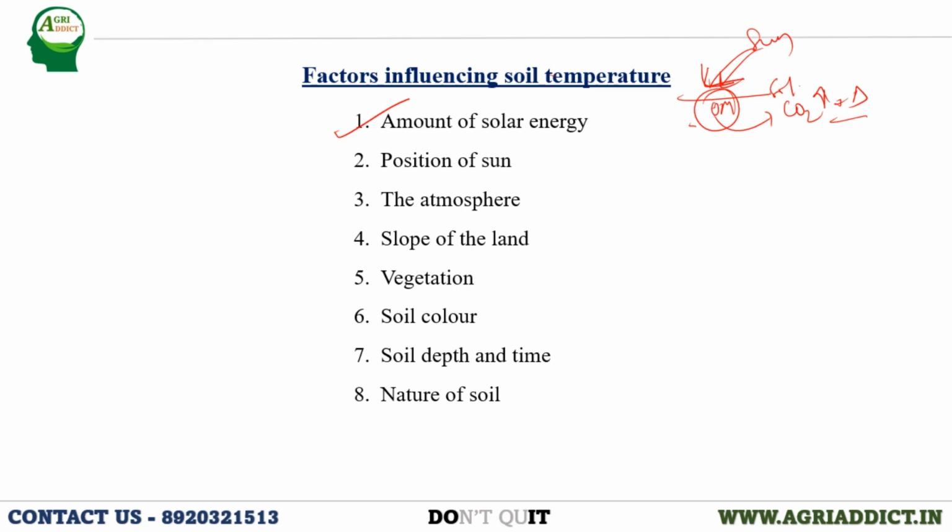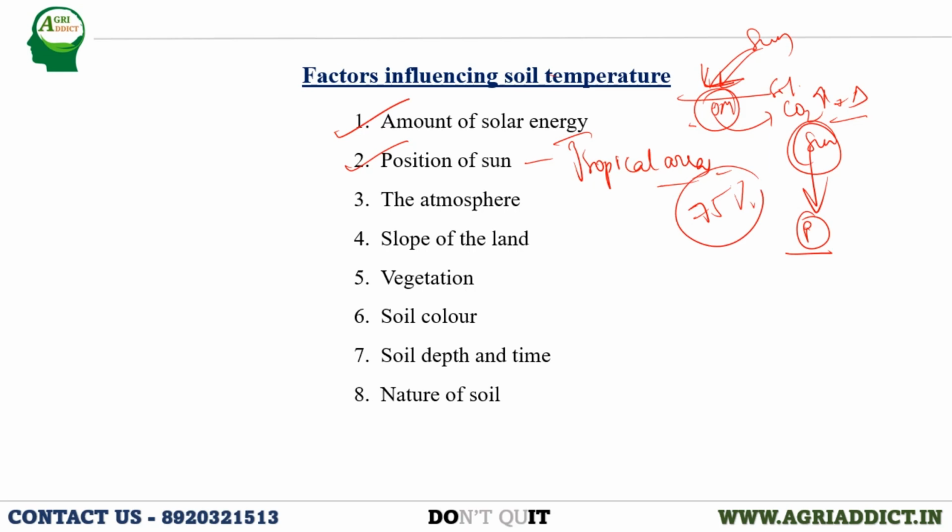So if we see the position of the sun, in tropical areas, how the sun will be? If the person is here, the sun will be in an overhead position. And if the atmosphere is cloud free, definitely some 75% of solar radiation reaches the earth. So there is an increase in soil temperature.